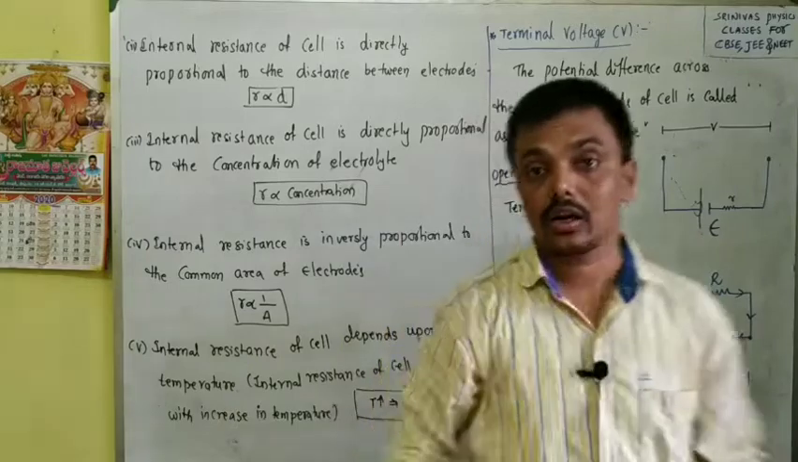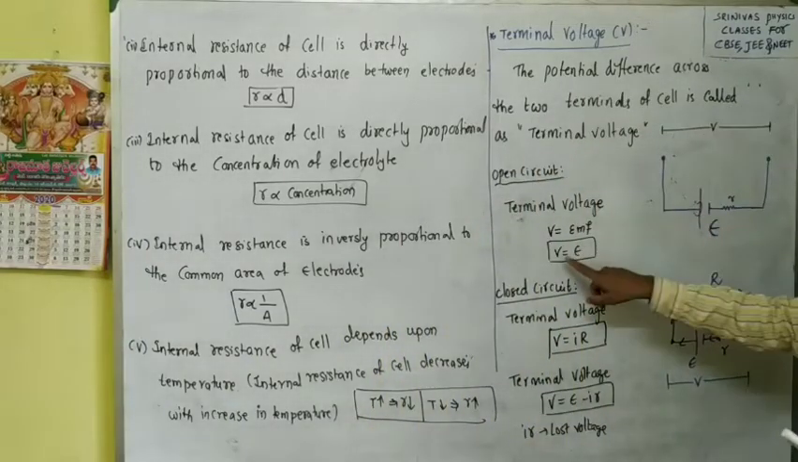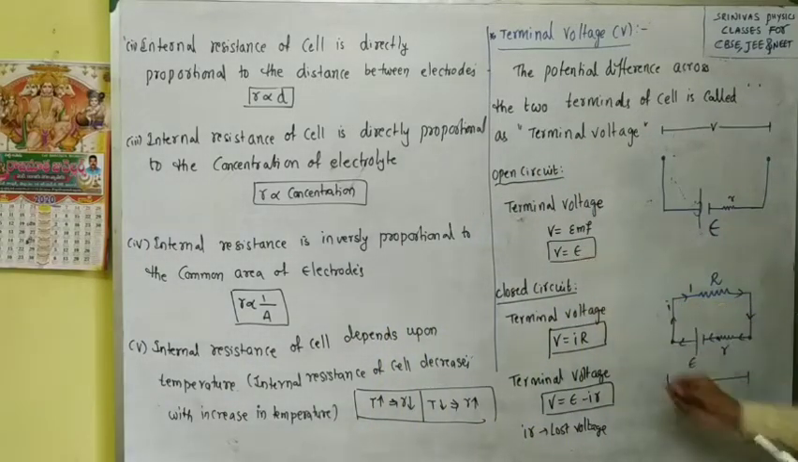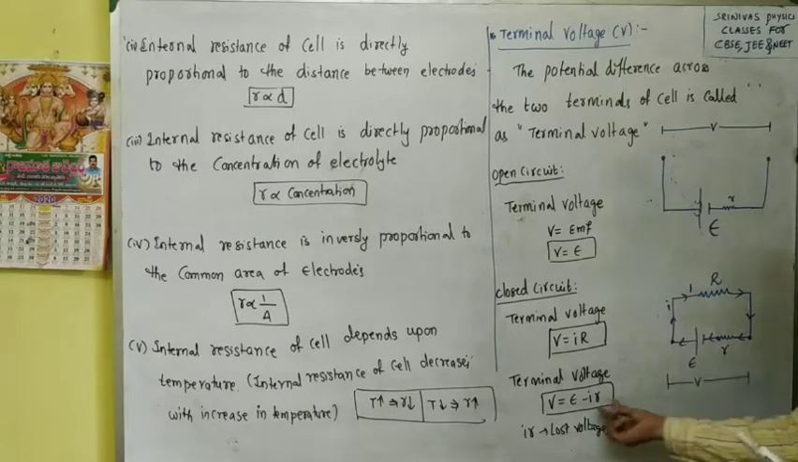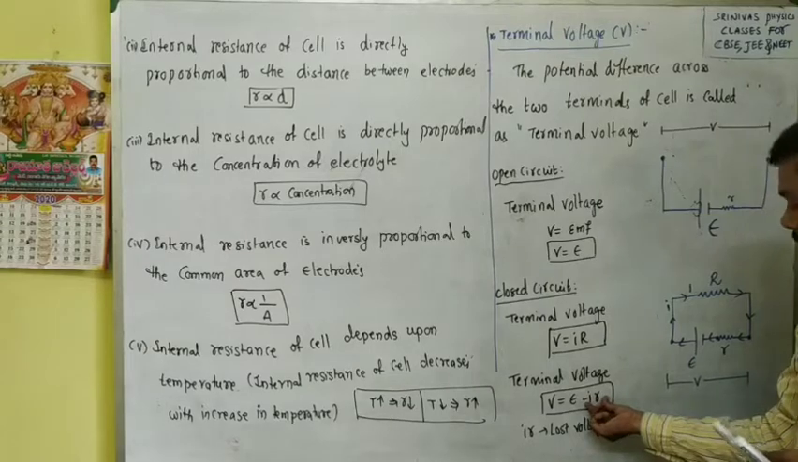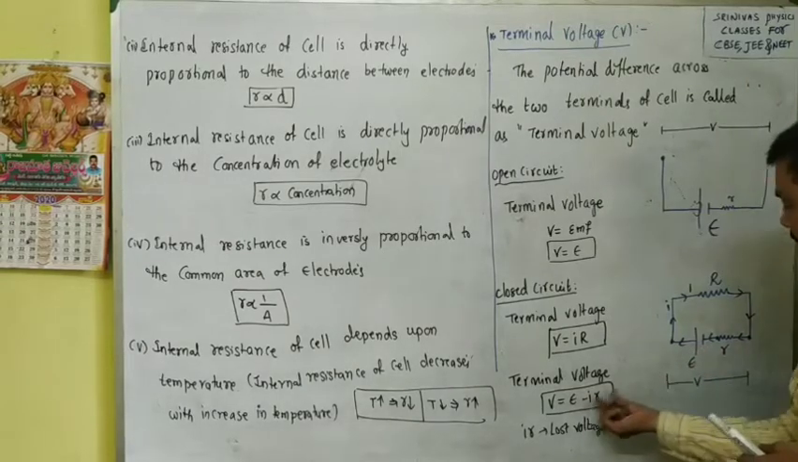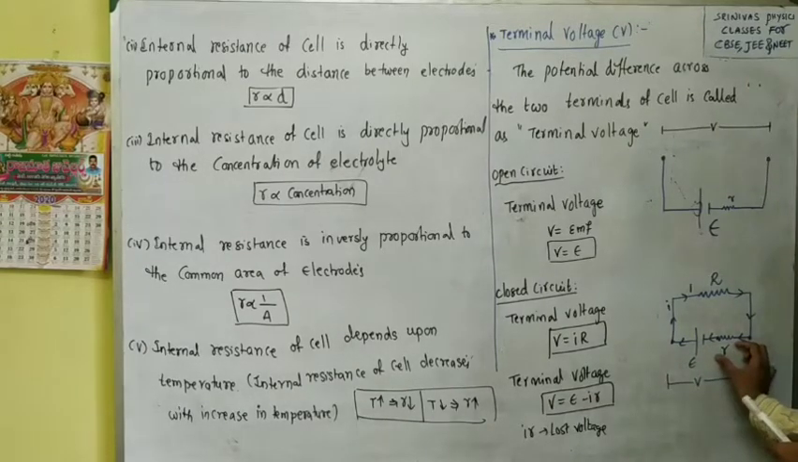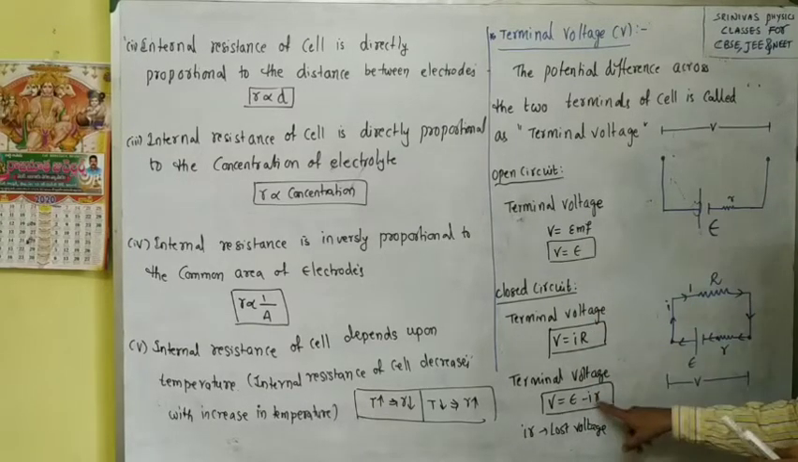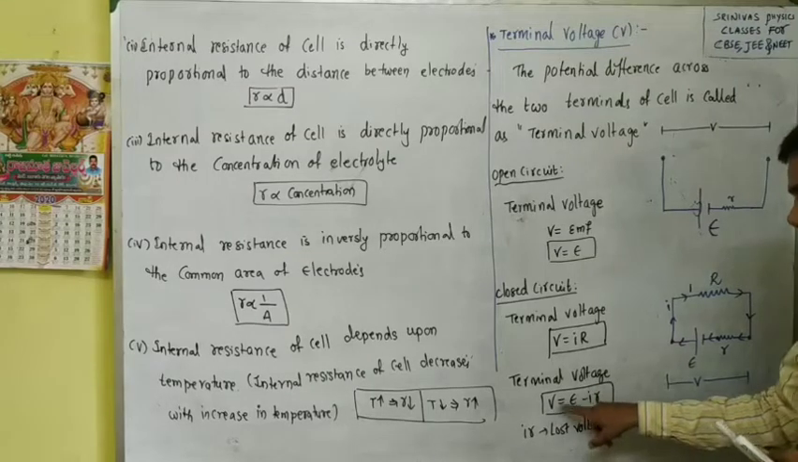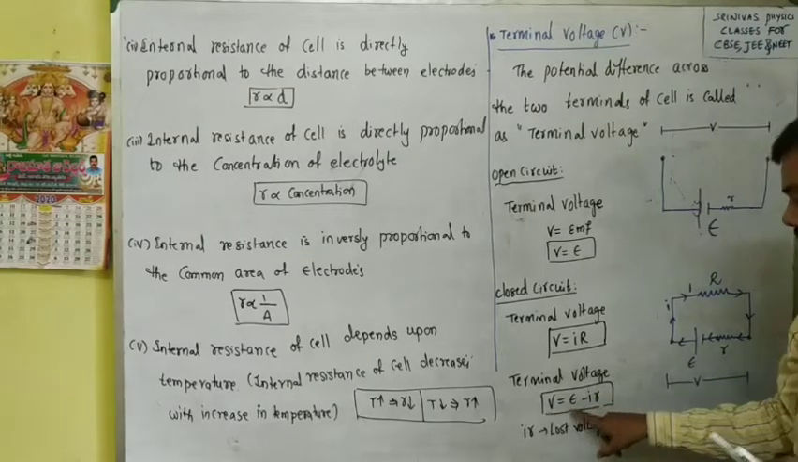Actually, in the open circuit the potential difference equals the EMF, but due to internal resistance some potential difference drop occurs. What is the potential difference drop due to internal resistance? It is IR. Means actually the potential difference equals the EMF, but due to the internal resistance some drop occurs, that we have to subtract, then we will get the net voltage as E minus IR.